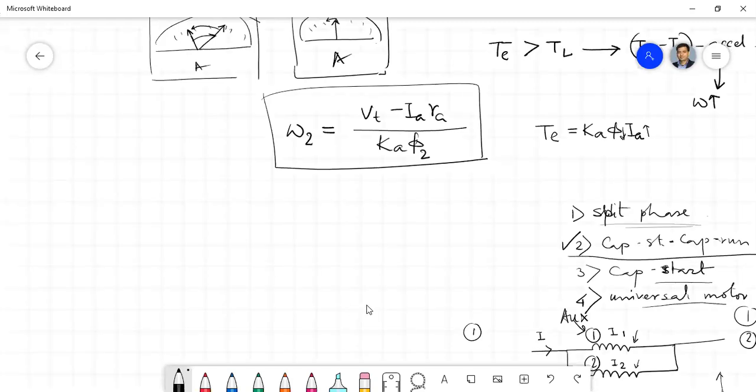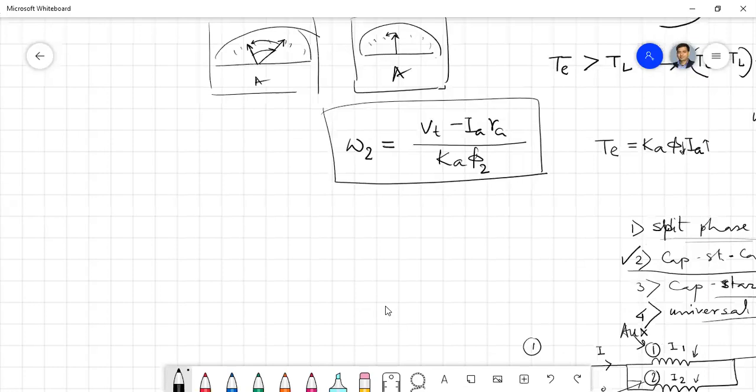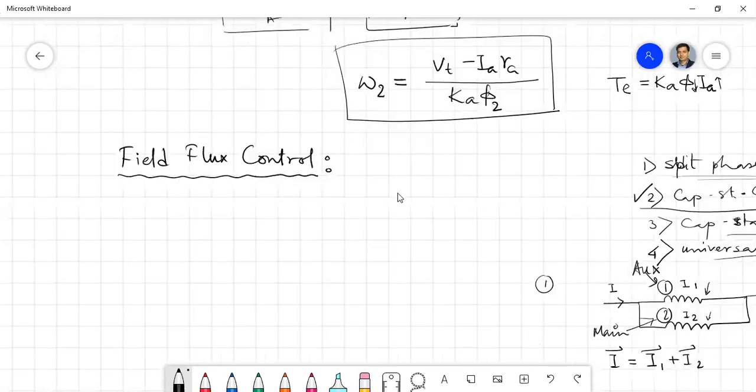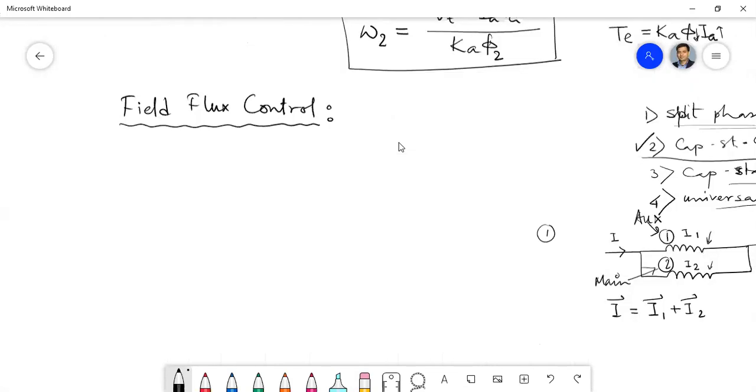তাহলে আমরা কি ডিসকাস করছিলাম? We are discussing the field flux control. And we already discussed this field flux control for DC shunt motor. So for DC series motor, we'll discuss today. So DC series motor, let me draw.